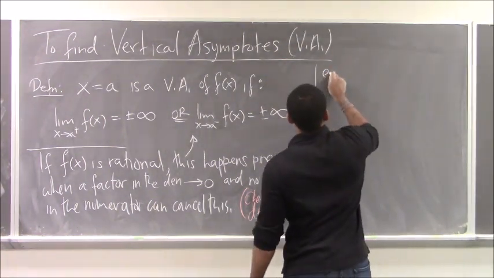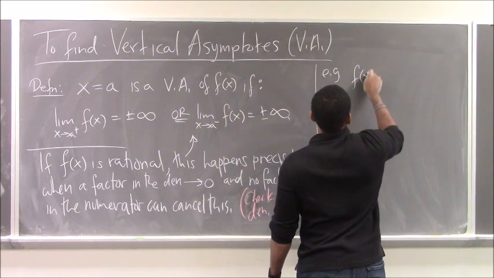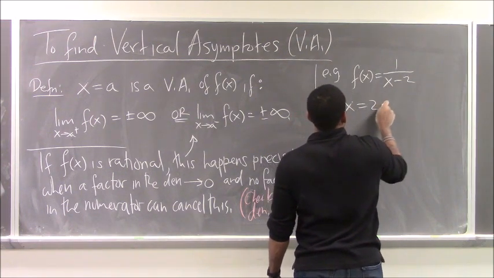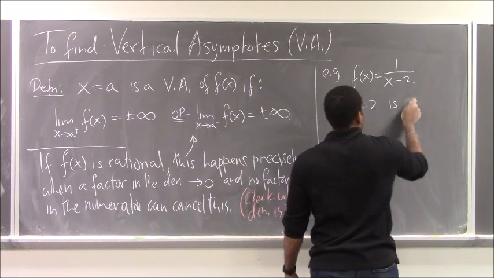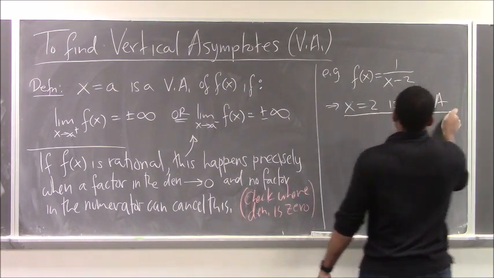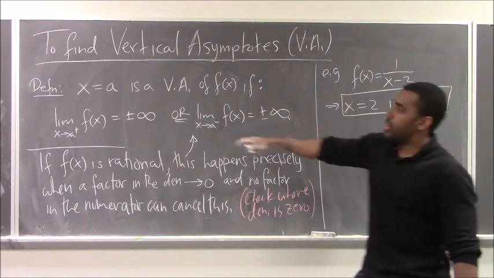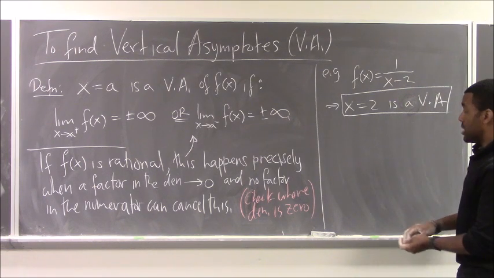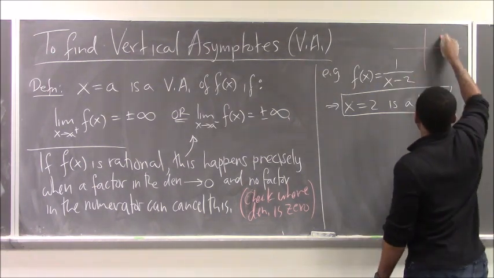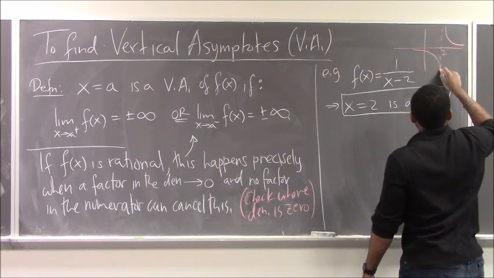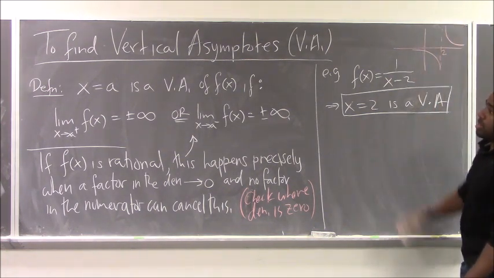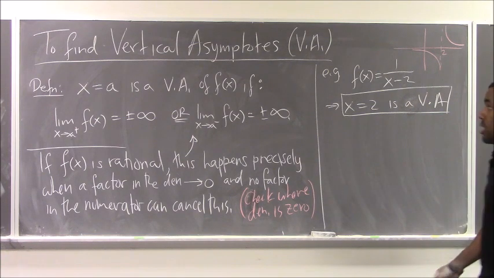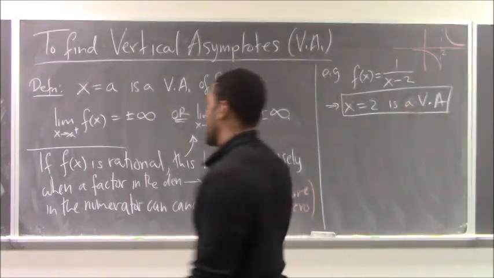So for example, if I have f of x equals 1 over x minus 2, then x equals 2 is a vertical asymptote. I don't need to check what limit's going to go to infinity. All I need to look at is where the denominator is hitting 0. You will know from this graph that that is true. If I approach 2 from the right, I get positive infinity. If I approach 2 from the left, I would get negative infinity. So x equals 2 fits the definition of a vertical asymptote.